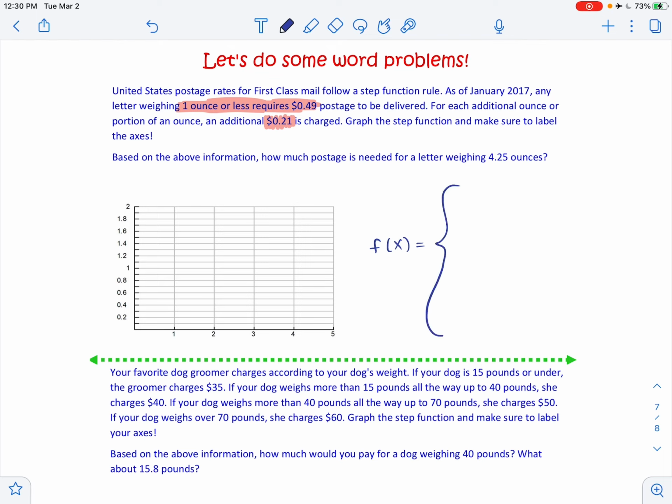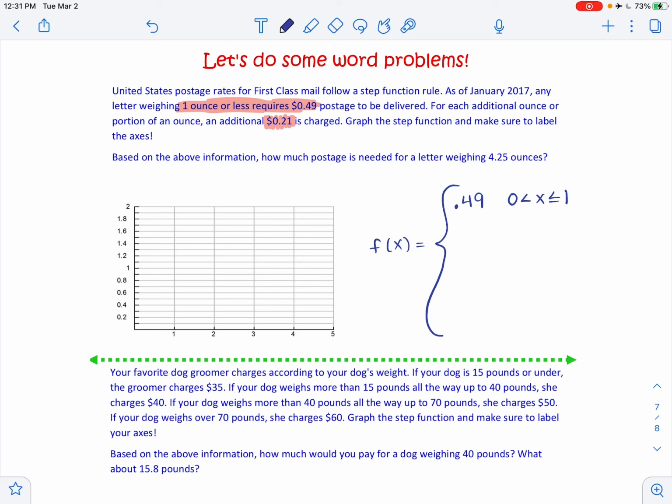The lowest amount you could pay is 49 cents, so I'm going to start there with 0.49. And that is only if my letter is between 0 and 1 ounces. So I'm going to say 0 is less than x is less than or equal to 1. I'm not sure if a letter could really weigh 0 ounces. Maybe it could be equal to 0, but let's just stick with it's not equal to 0. You're mailing a letter and it weighs something.